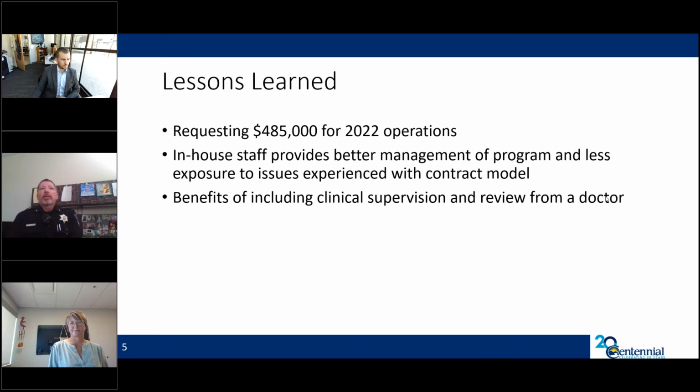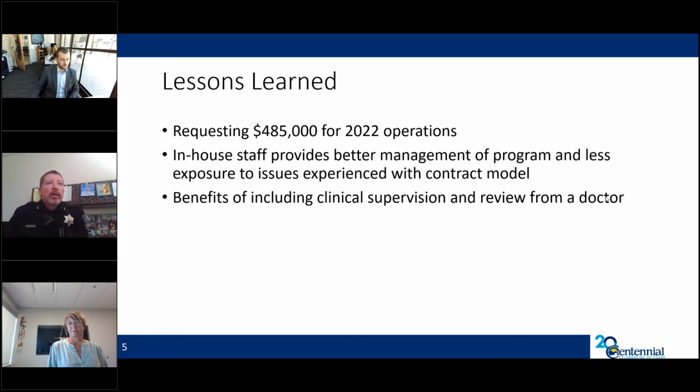Originally we were contracting for our clinicians, and we identified that if we actually bring this program in-house, we will have better control over the data we're receiving, better control over how we're deploying those clinicians, and provide additional supervision for them. So we identified that we were going to bring that program in-house instead of contracting for those clinicians. And we requested that budget, and we have successfully done that now.